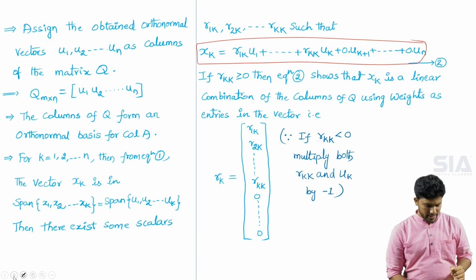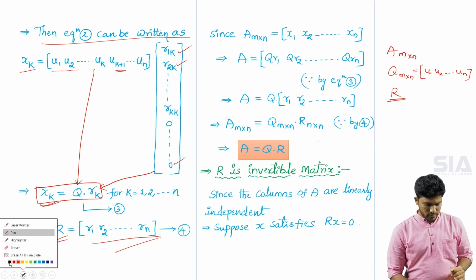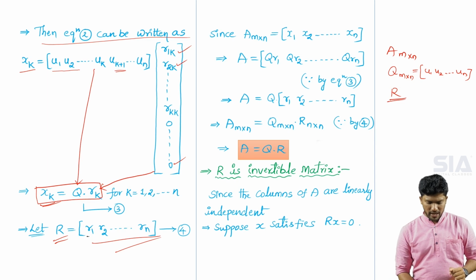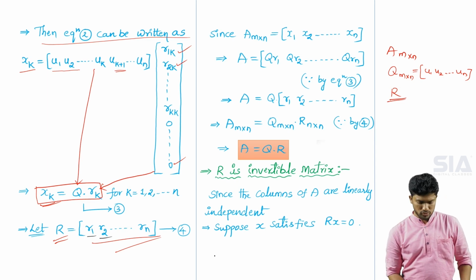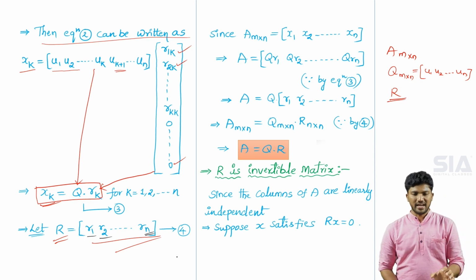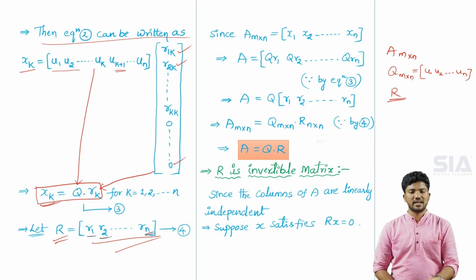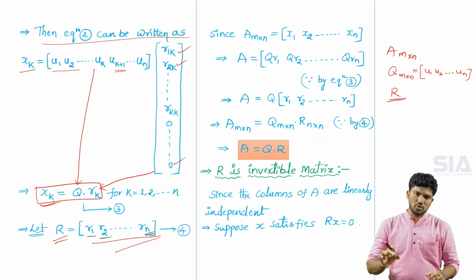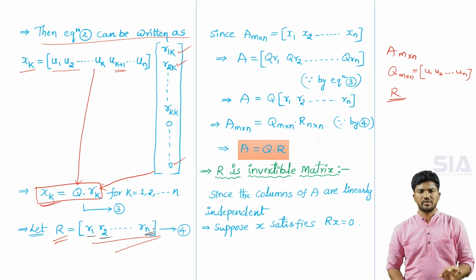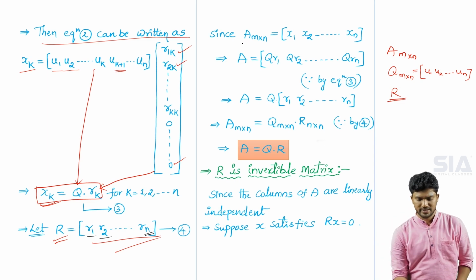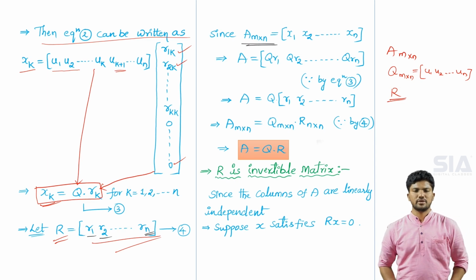Therefore we can take capital R is equal to R suffix 1, R suffix 2 up to so on R suffix n. Here R suffix 1, R suffix 2, R suffix n are also columns and rows also. So rows and columns are both equal for this matrix. It is a square matrix. That is taken as equation number 4.